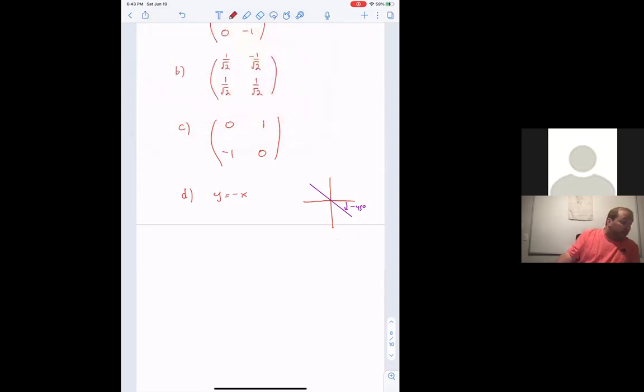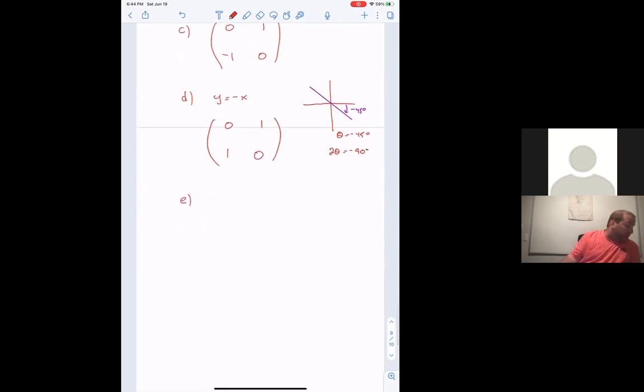Now that we know theta equals -45 degrees, I know that 2 theta equals -90 degrees. So what does my reflection matrix say? Cosine of -90 degrees, sine of -90 degrees, sine of -90 degrees, negative cosine of -90 degrees. We get 0, -1, -1, 0.